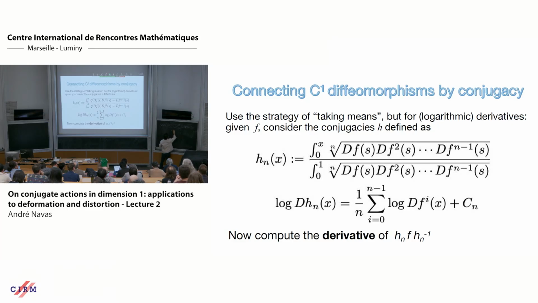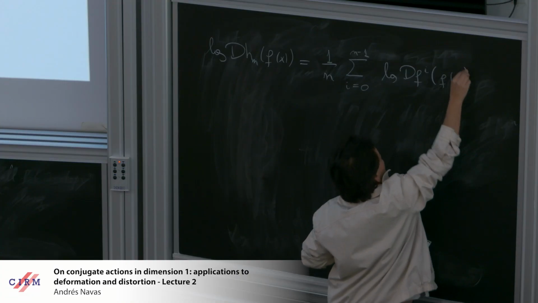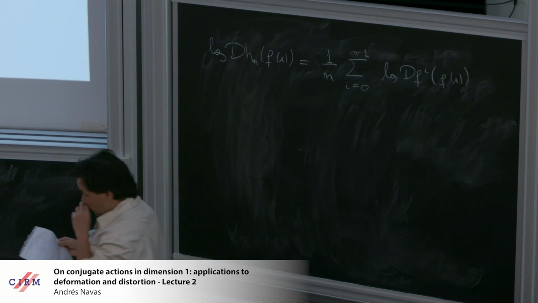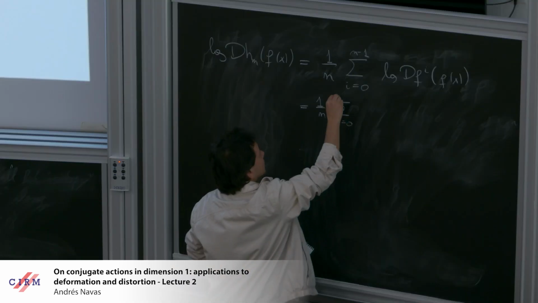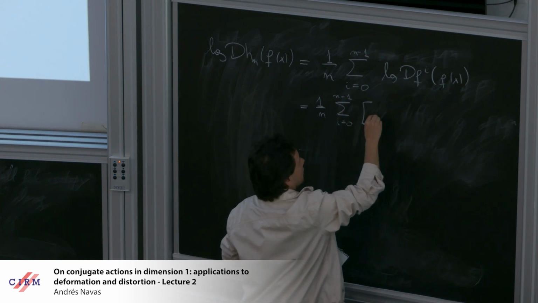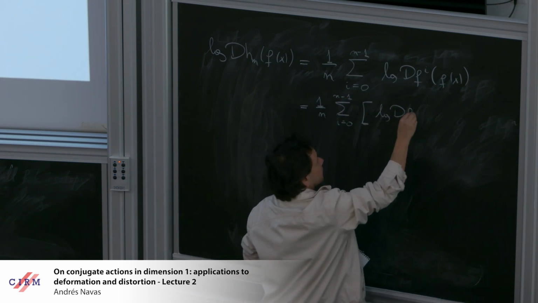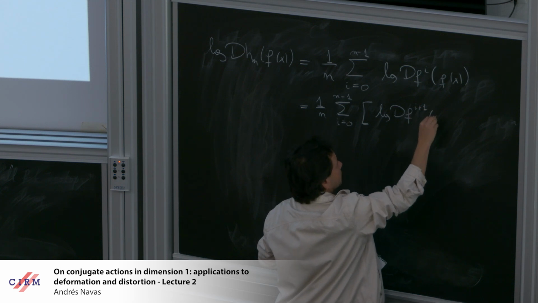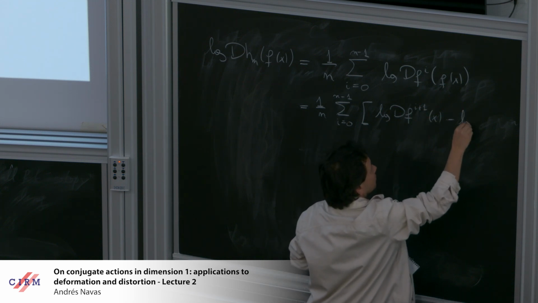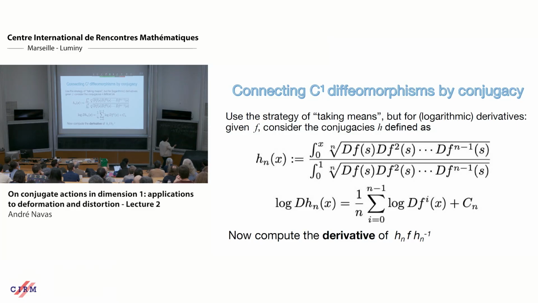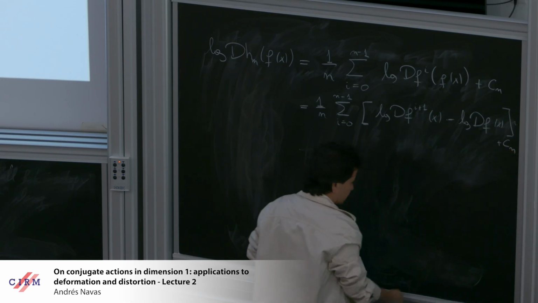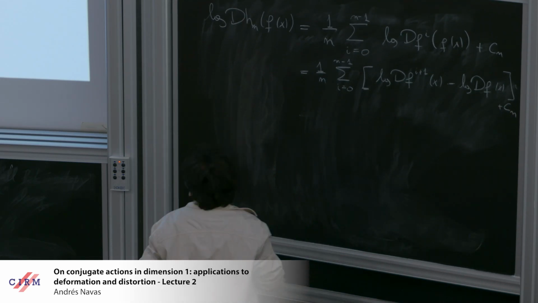The only thing that we need to do here is to use the chain rule to write this as the logarithm of the derivative of f^(i+1) of x minus the logarithm of the derivative of f. This is just the chain rule. Okay? And there is this constant here, plus Cn. Plus Cn. Okay, and now we subtract this from Hn.